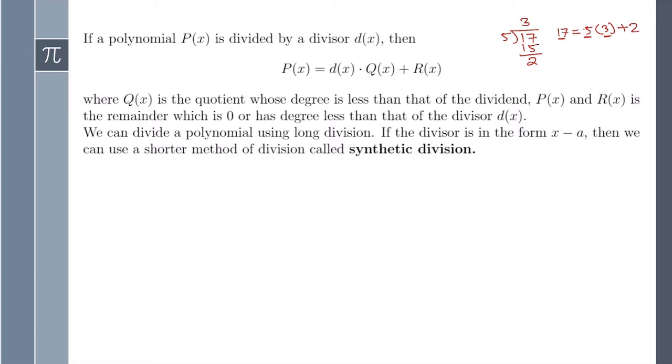Similarly, if we divide any polynomial p of x by another polynomial, a divisor d of x, then we can write p of x equals d of x times q of x, where q of x is the quotient, and then plus r of x. It's just like 17 equals 5 times 3 plus 2 in this example.